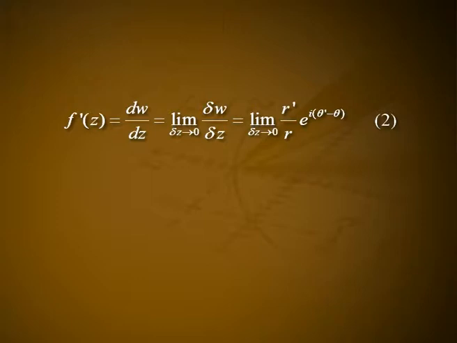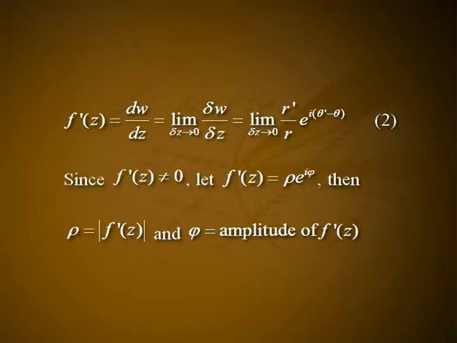Let it be equation number 2. Since f dash of z is not equal to 0, let f dash of z be equal to rho e raised to i phi. Then rho is equal to the modulus of f dash of z and phi is equal to the amplitude of f dash of z. From 2, rho into e raised to i phi is equal to the limit as delta z tends to 0 of r dash divided by r into e raised to i into theta dash minus theta.